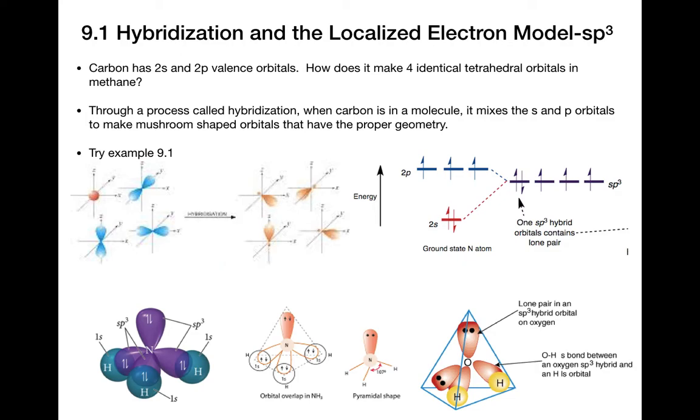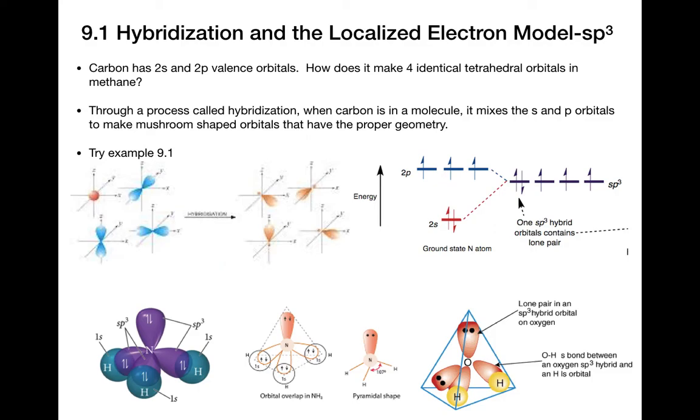So we have to have a type of patch on the localized electron model to explain the shapes of valence shell electron pair repulsion molecules. And the way we do it is we mathematically mix the s and p orbitals together. They are, in fact, mathematical wave functions. So if we blend s and p together, we get hybrid orbitals.